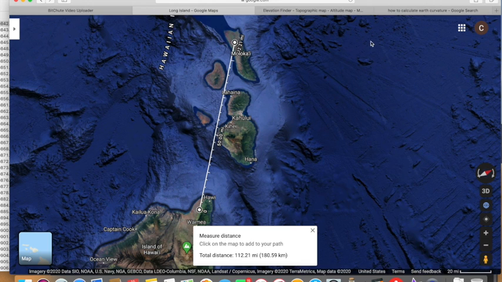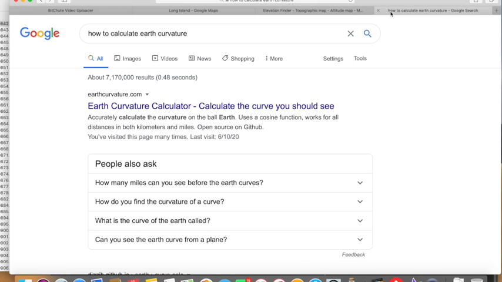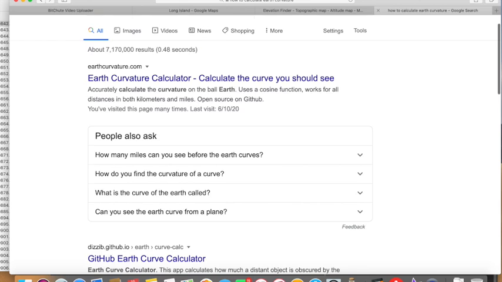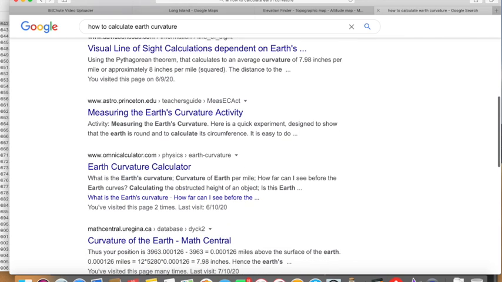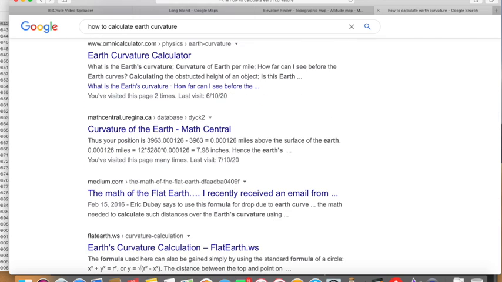Now let's see, why do I need to measure that, 112 miles? Let's see, how do we calculate the Earth curvature? If you look on Google, there are many websites that will do that for you. Some in miles, some will convert them to kilometers. But my favorite one, I mean, they all have the same formula. It's all 8 inches per mile squared of height we're not supposed to be seeing in the distance.